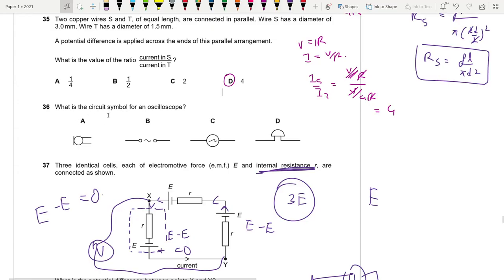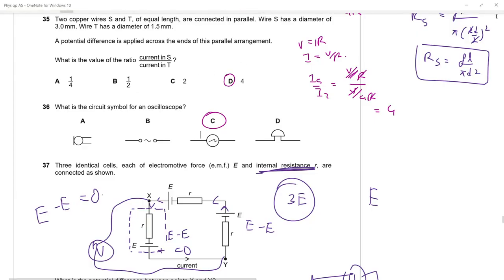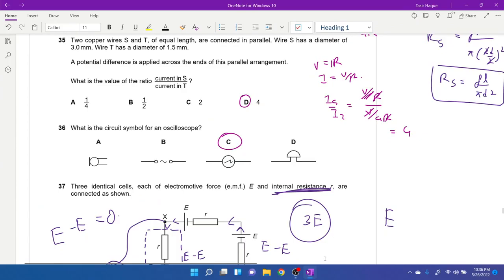Now, what is the circuit symbol for an oscilloscope? Okay, so this is quite important. Basically, in your syllabus and in your coursebook, you're going to see the symbols for all the components. Okay, so you need to remember that. So 36, the answer is actually C. Now if you want to see the other components, you can look at them from the syllabus.